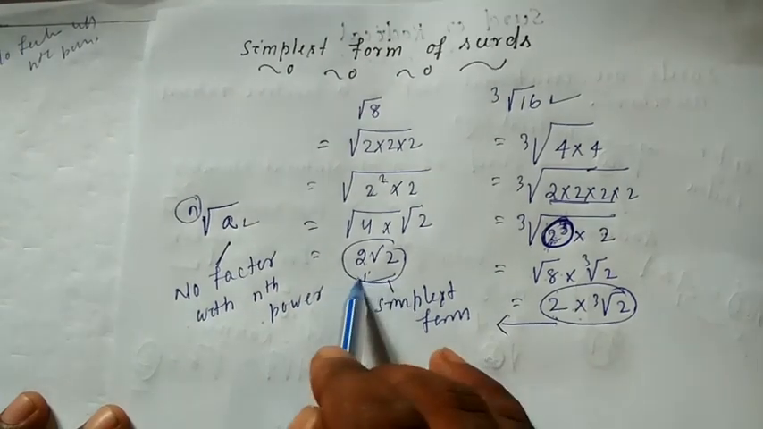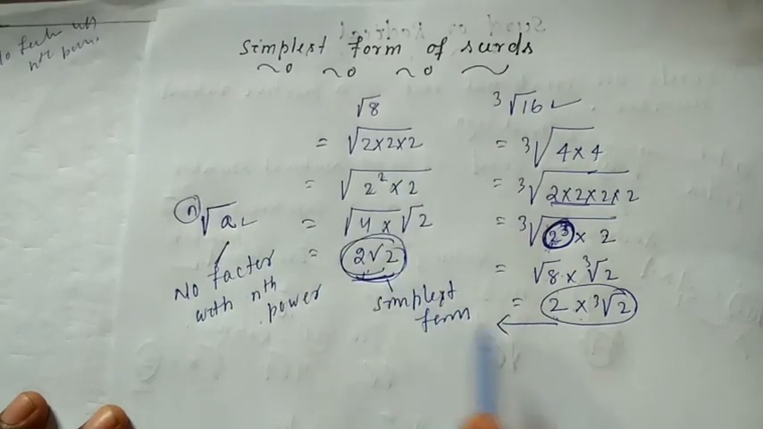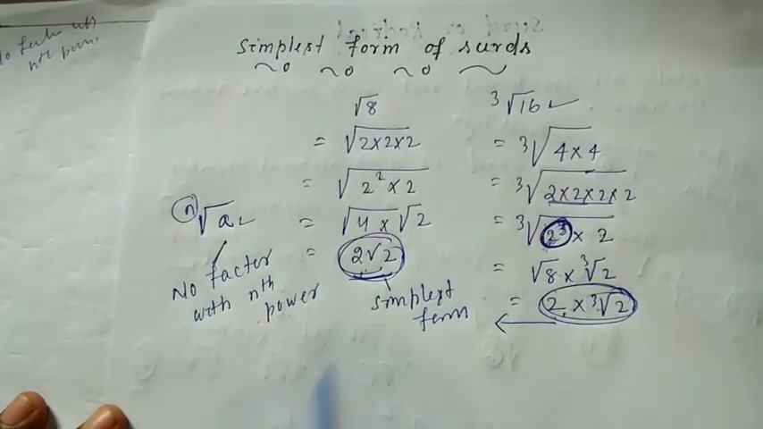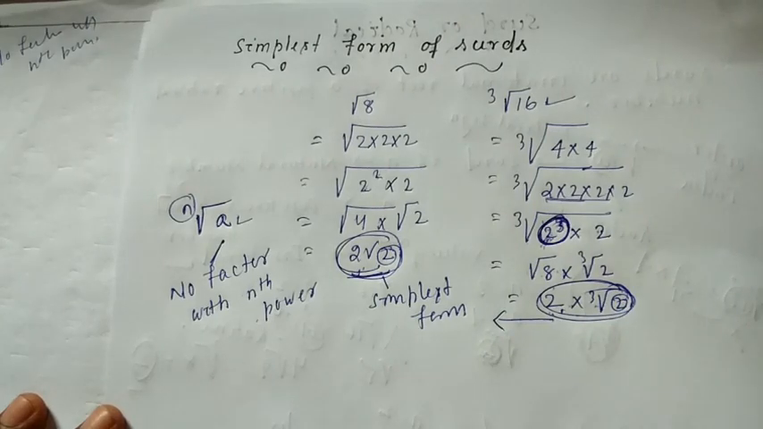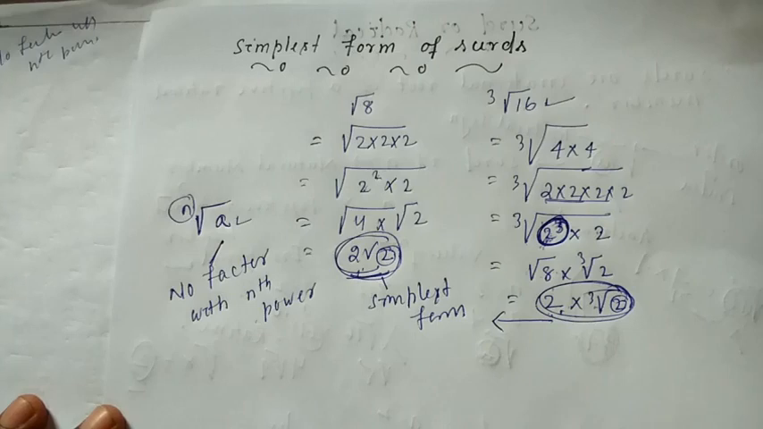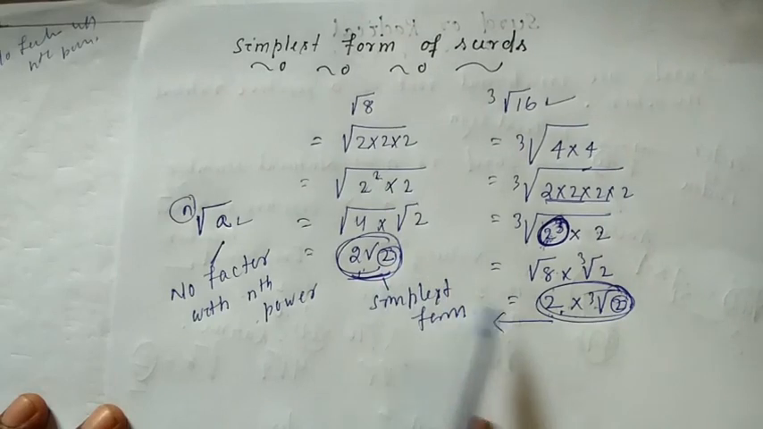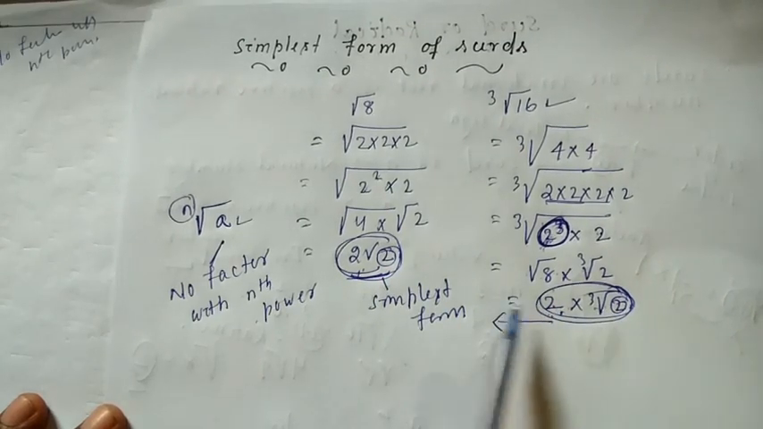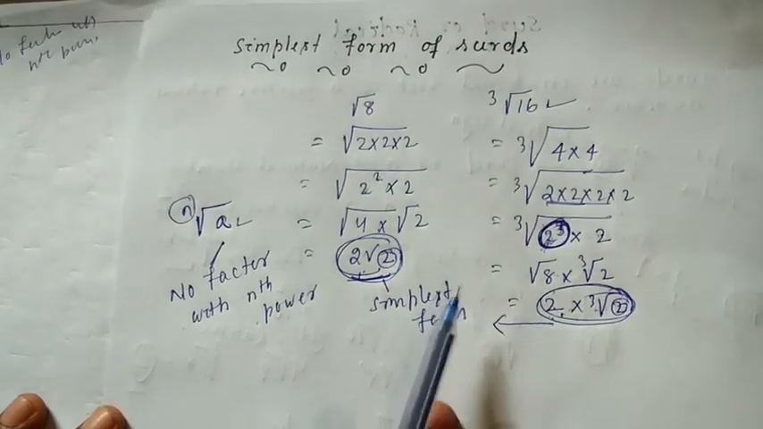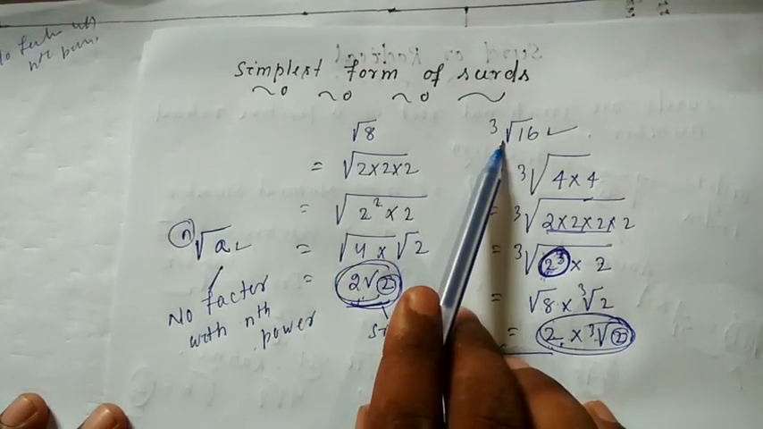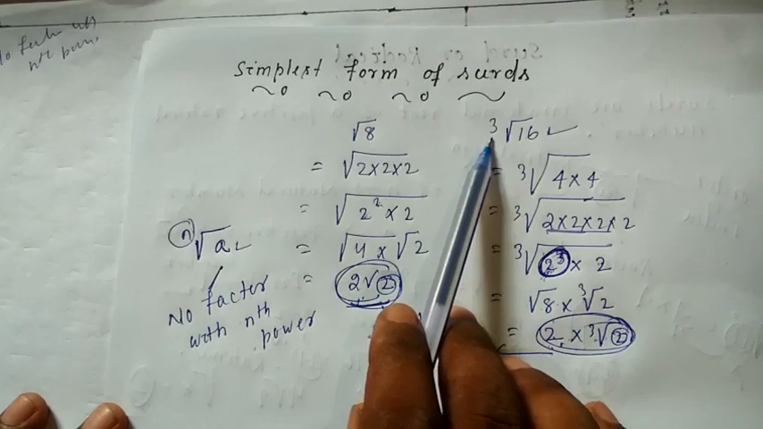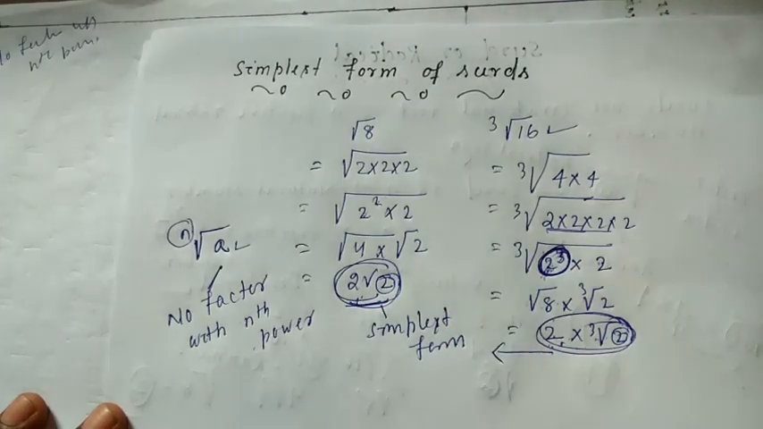Let us now see 2 root 2 and 2 cube root of 2. Here the radicand is 2. You cannot write a factor with nth power. That's why 2 root 2 and 2 cube root of 2 are the simplest forms of square root of 8 and cube root of 16 respectively. Understood what the simplest form of surds is?